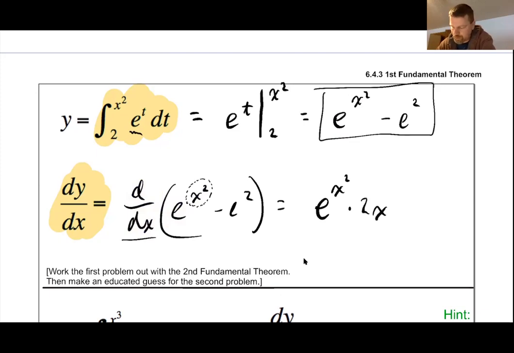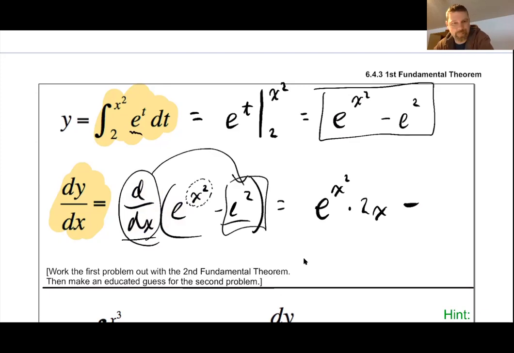And then you do the derivative of e squared. This gets people sometimes, so I'm going to write my minus. What is the derivative of e squared? E squared. That's what everybody says. It's actually 0. Can anybody explain why it's 0?